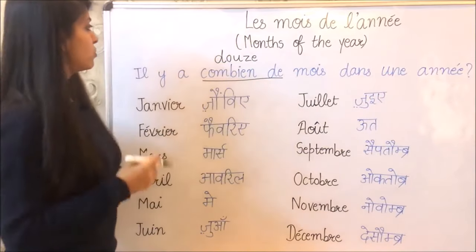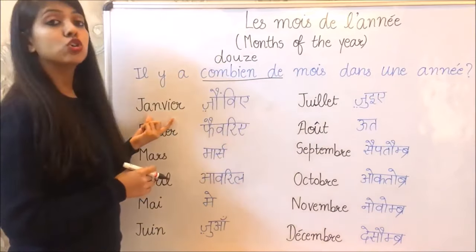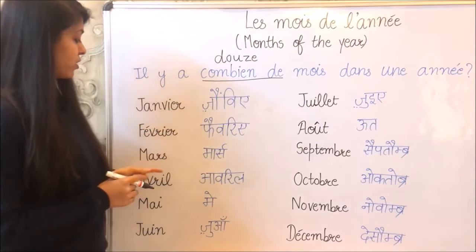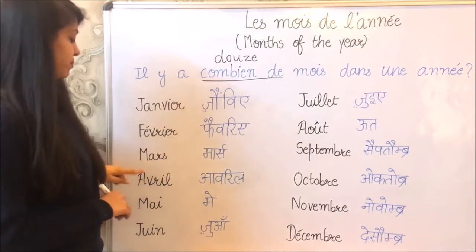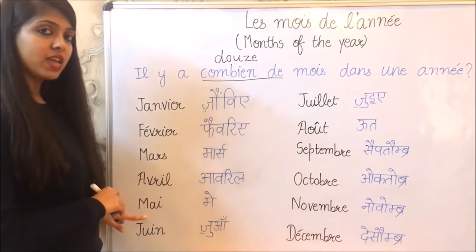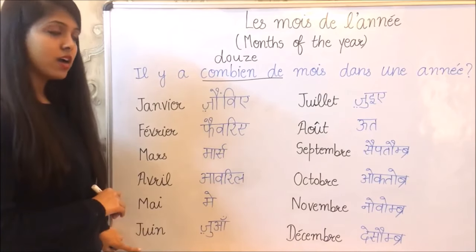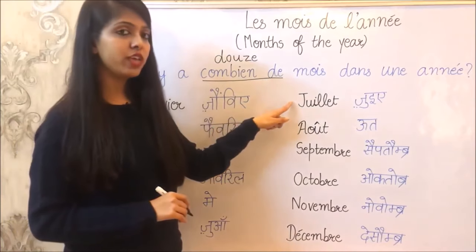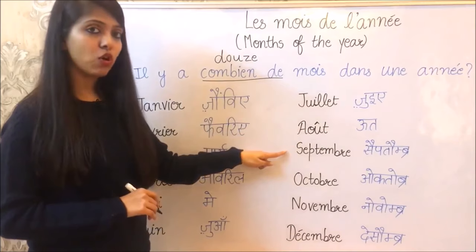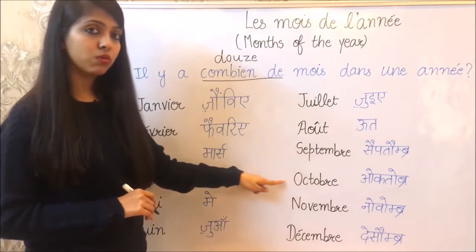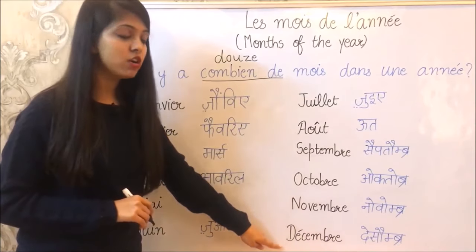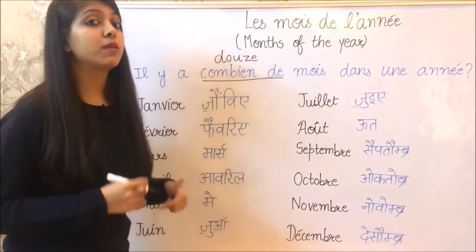Alors, on va commencer avec janvier, février, mars, avril, mai, juin, juillet, août, septembre, octobre, novembre et finalement décembre. On les répète.